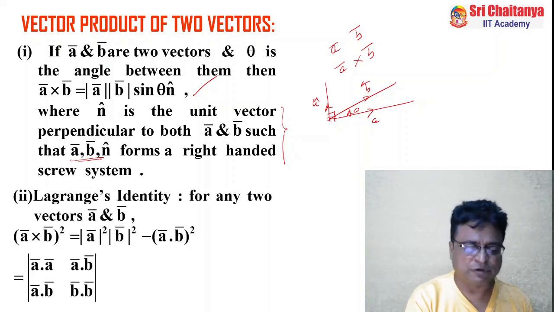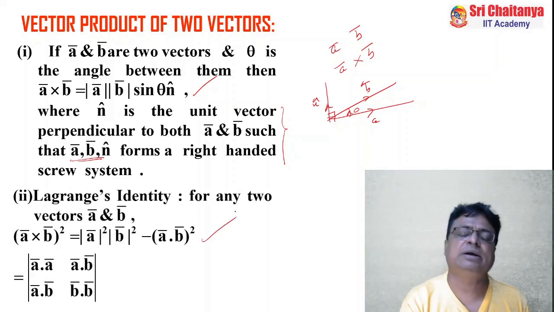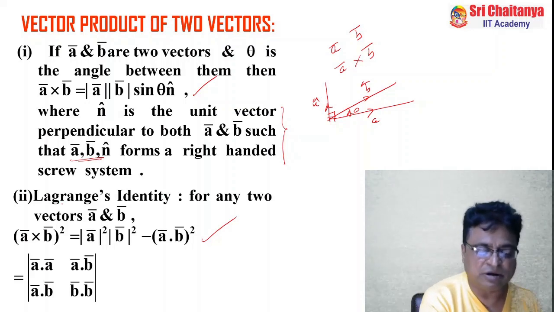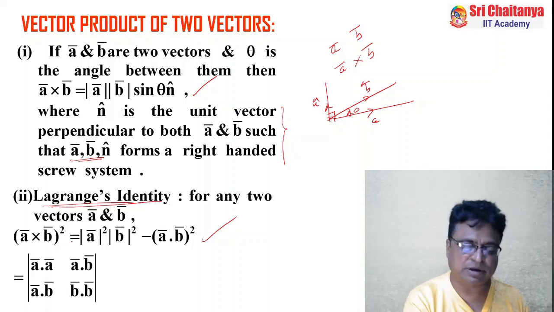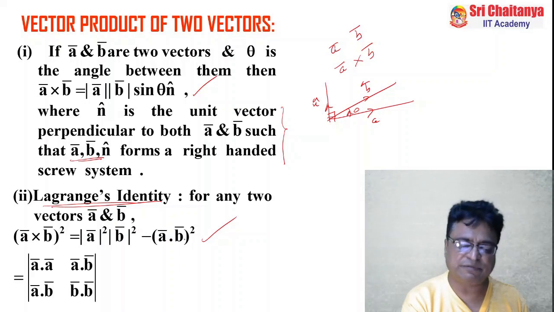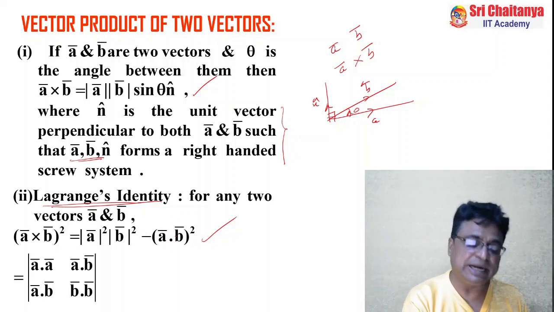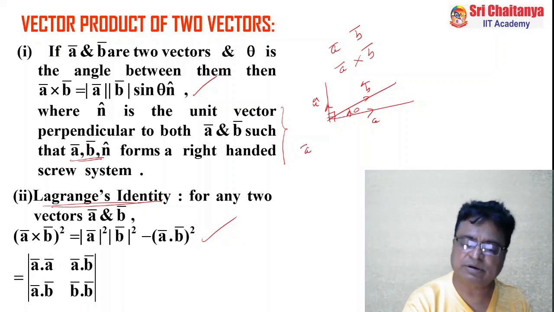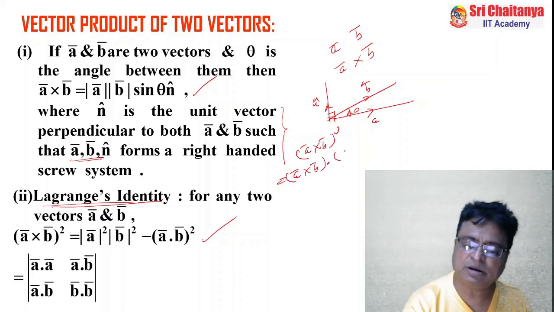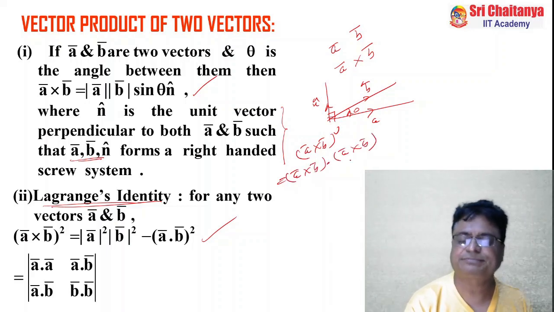And of course, this is the relation between the cross product and the dot product, and this is called Lagrange's identity. From the point of view of the name, Lagrange's identity: A bar cross B bar whole square equals mod A square mod B square minus A bar dot B bar whole square. In determinant form, you can write it like this. A bar cross B bar whole square is nothing but A bar cross B bar dot A bar cross B bar. This is the way.